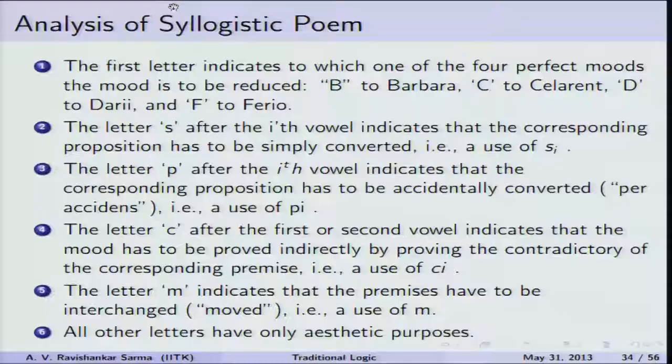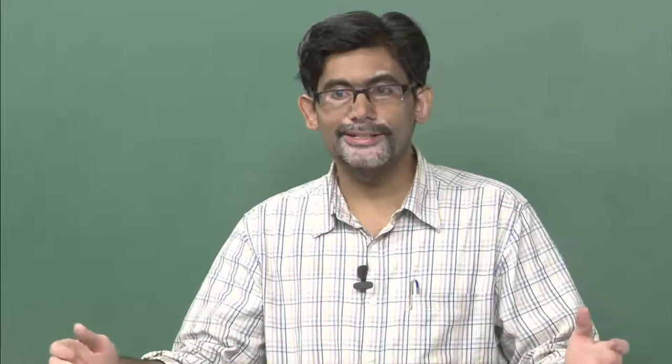Suppose you come across, after a vowel, maybe the second or third kind of thing, a letter C, not in the beginning, but after some vowel. That indicates that the mood has to be proved indirectly by using the contradictory of the corresponding premise. So you will take the negation of the conclusion and add it to the major premise, and then you will come across a contradiction. If you come across a contradiction, then whatever you assumed is wrong, so the conclusion has to follow from the premises.